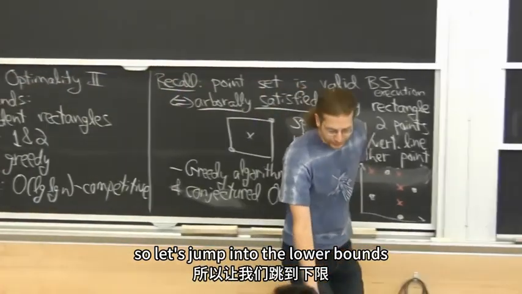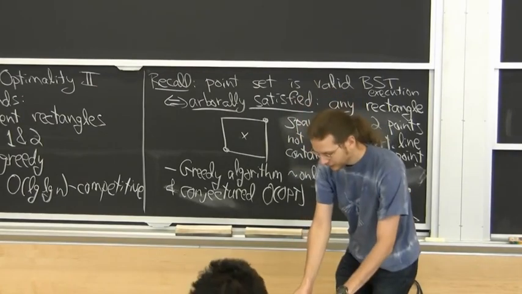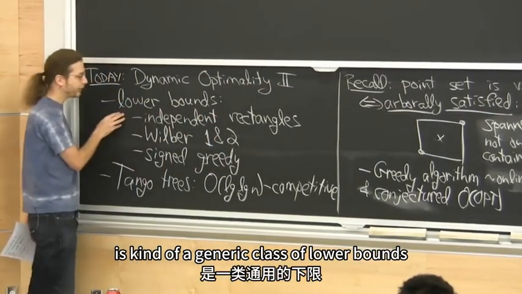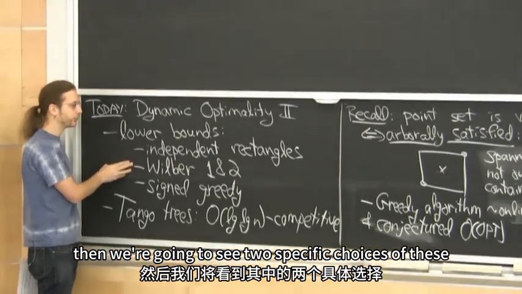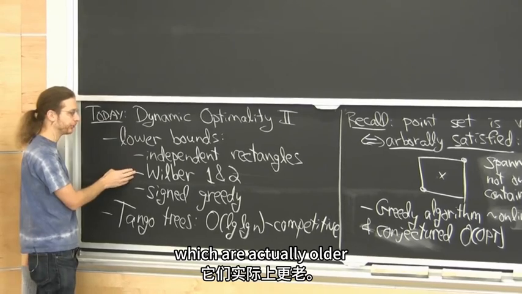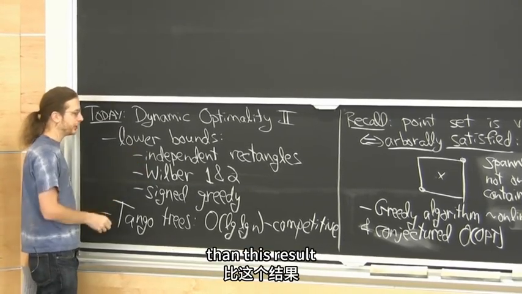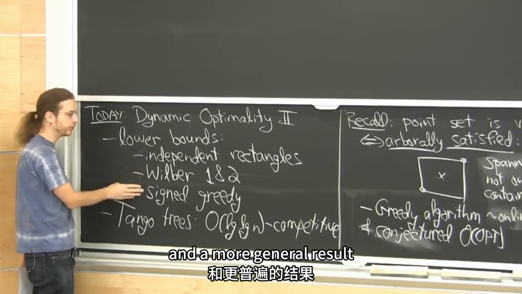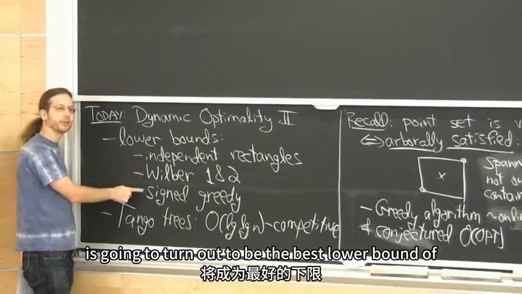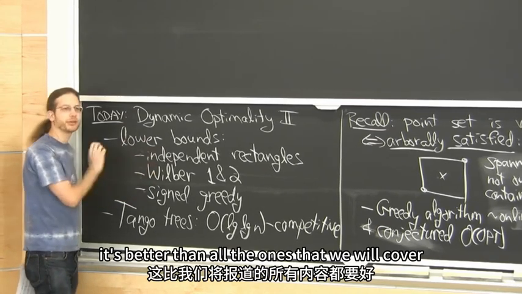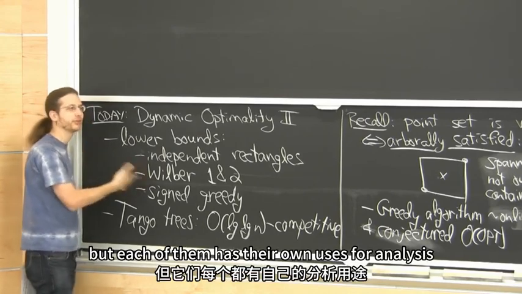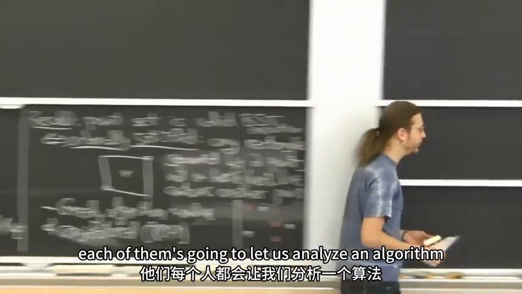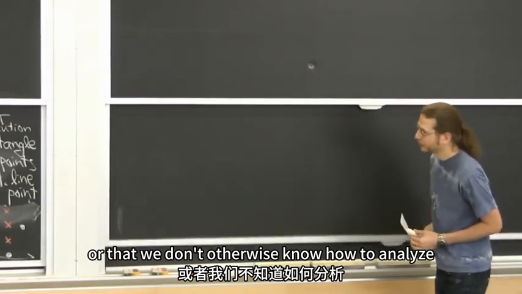So let's jump into the lower bounds, and we're going to cover, you could say, 3 different lower bounds. The independent rectangles is kind of a generic class of lower bounds. Then we're going to see 2 specific choices of these independent rectangles, which are actually older than this result. So this is sort of a modern interpretation of 2 older results and a more general result. Signed greedy is going to turn out to be the best lower bound. It's better than all the ones that we will cover, but each of them has their own uses for analysis. Each of them is going to let us analyze an algorithm that we don't otherwise know how to analyze.